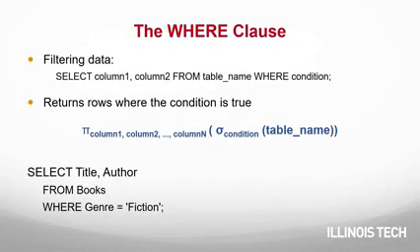So, for example, we might have a database of books, and we can select the title and author from those books which are fiction by saying select title, author from books where genre equals fiction. In this case, this statement will take all of the rows of the books table where the genre column has the value fiction, and then we'll return a table that includes only the title and author from each of those particular books in the specified columns.